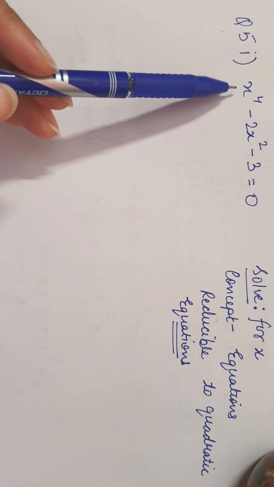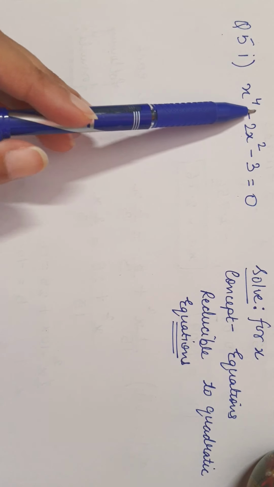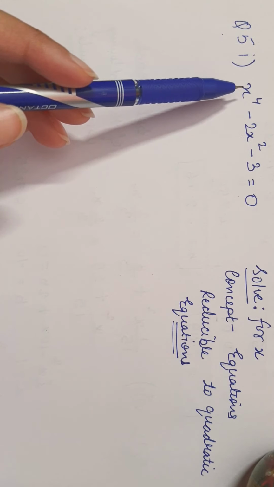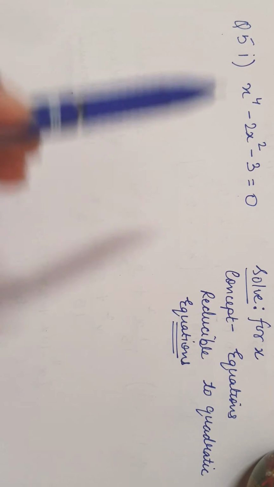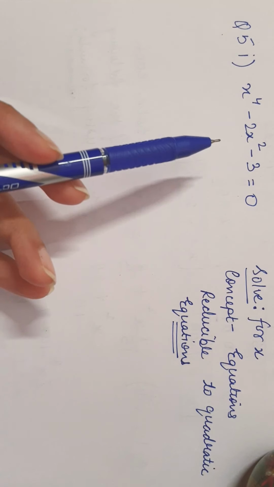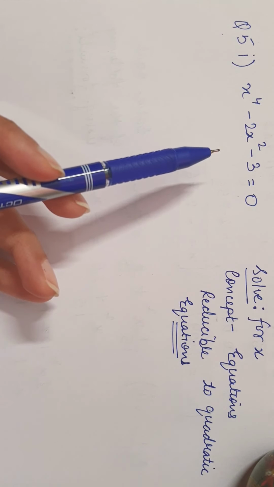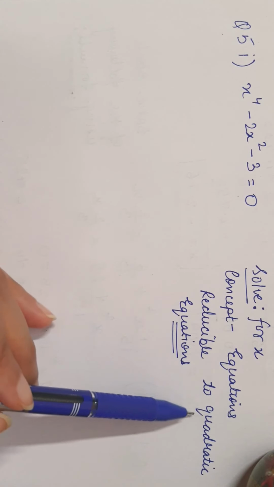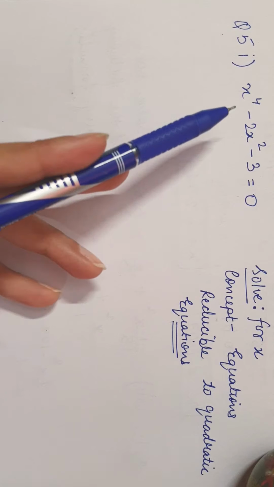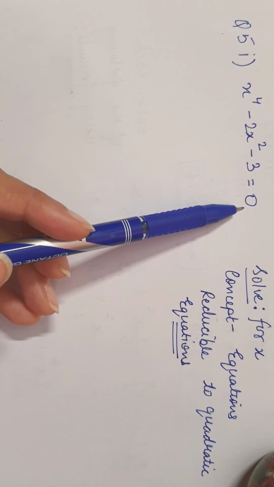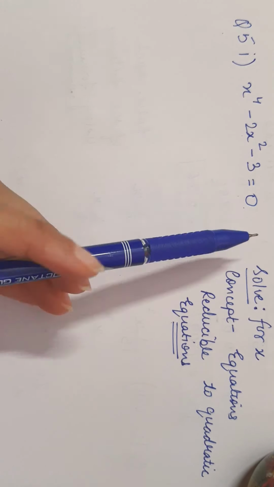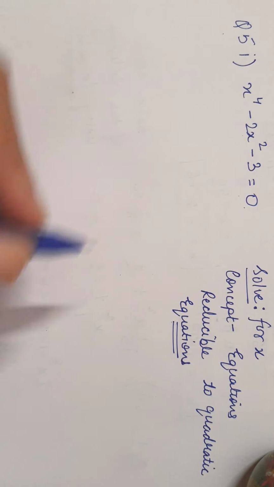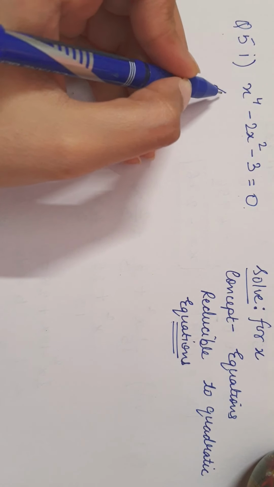Okay, now as you can see, the maximum power here is 4. And as you know, power 4 equations are not quadratic equations. But still, this equation can be converted into a quadratic equation. Let's see how. The concept here is equations reducible to quadratic equations. So I'm going to reduce it to an equation of power 2. Only then I can apply the ways which we have learned in this chapter.